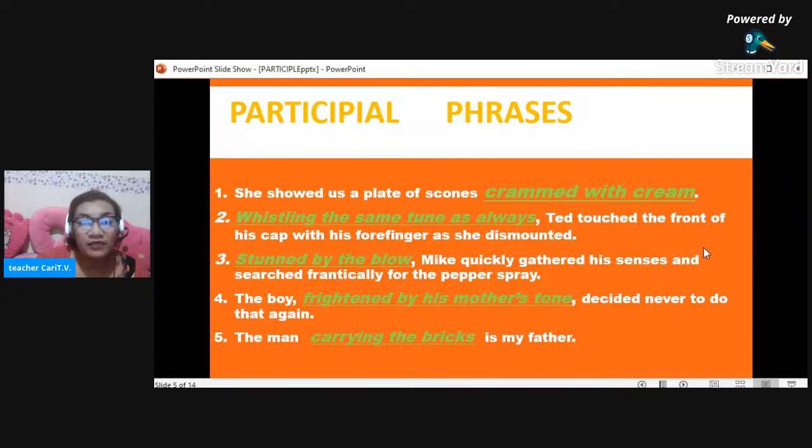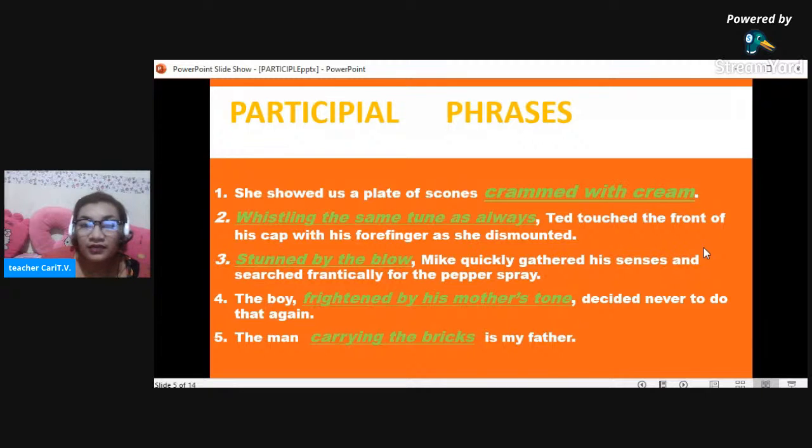More on participial phrases. Number one, she showed us a plate of scones, crumbed with cream. So in this one, we can see the participle ends with -ed. And number two, whistling the same tune as always. So it starts with a participle, whistling, that ends in -ing. The same tune as always. Who's doing that? It's Ted.